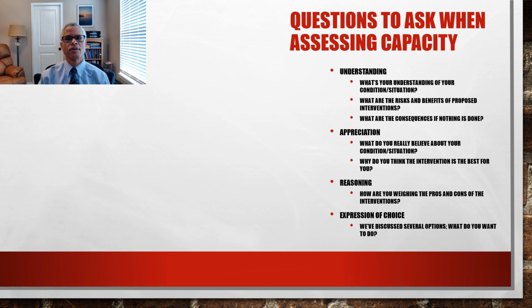Questions to ask when assessing capacity: as far as understanding, what's your understanding of your condition and what are the consequences if nothing is done? As far as appreciation, what do you really believe about your condition and why do you think the intervention would be best for you? In terms of reasoning, how are you weighing the pros and cons of the interventions? In terms of expression of choice, we've discussed several options. What would you like to do?